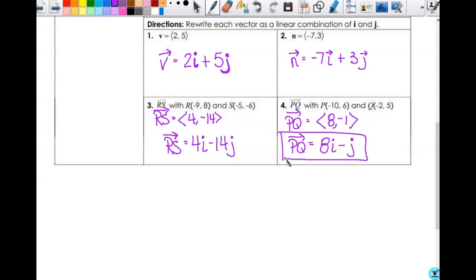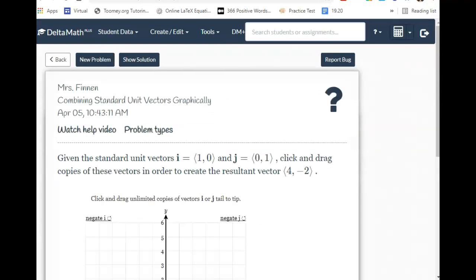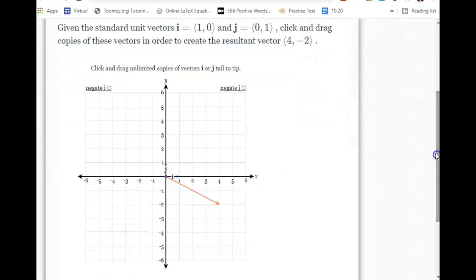Okay, there you go. Now let's look at one thing on Delta Math with i and j. So we have these standard unit vectors, i and j. We're going to click and drag copies of these in order to create the resultant vector. So they've given me the resultant vector. I'm going to show how the i's and the j's work. The i is attached to the x-axis. So if I was to get this vector, this would be a positive 4i. So here's 1, and then 2, 3. See, it takes 4 of those unit vectors. That's why it's 4 times i.